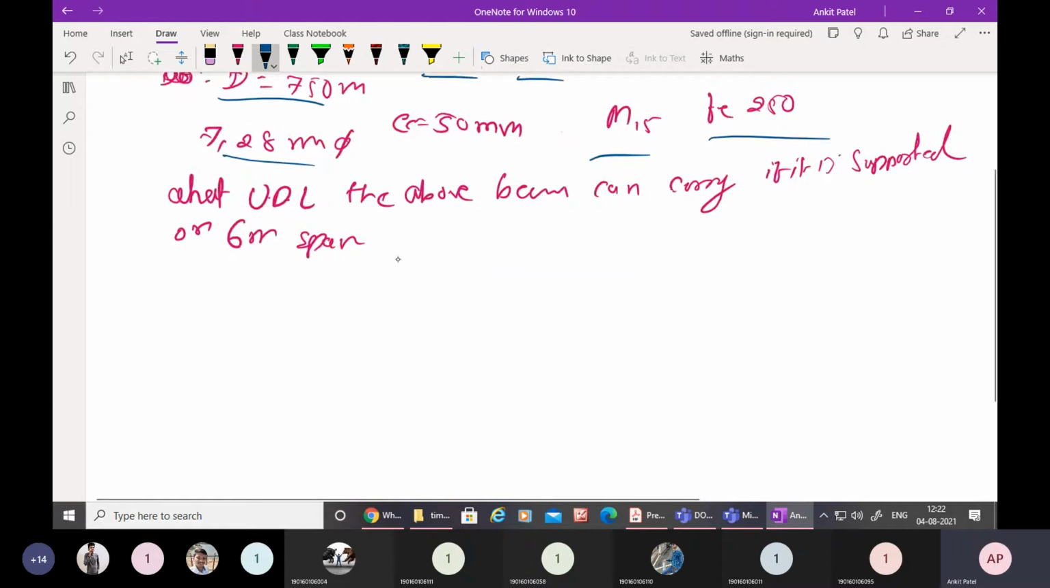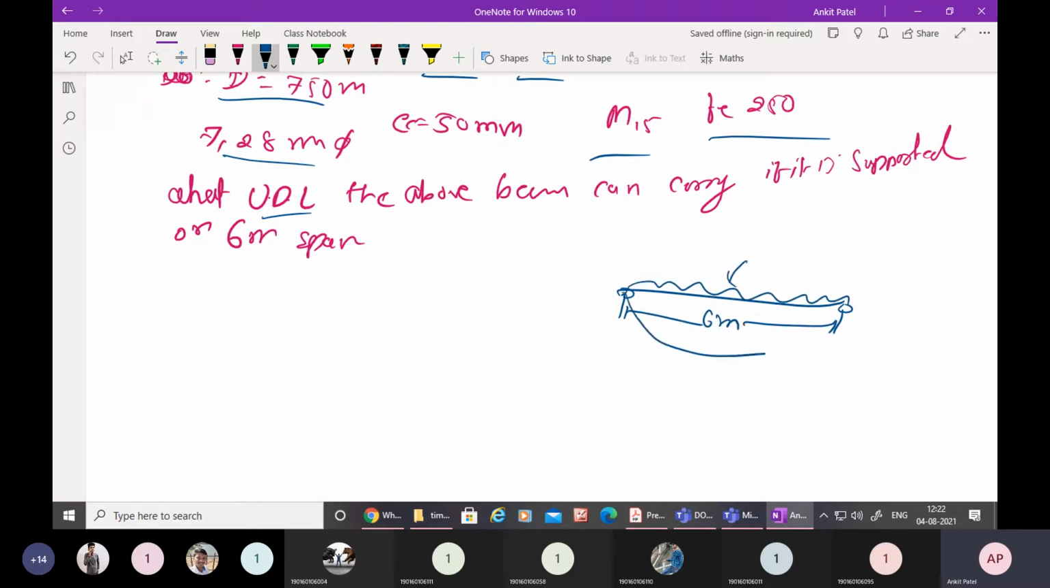Now what you need to do is find out the value of UDL. So our main target is, a simply supported beam is given, and the span is equal to 6 meter. Now if UDL is loaded like this, then you know the equation of the bending moment M. M is equal to nothing but WL square by 8. From that you can easily calculate the value of W if you have the value of M. So what is this M? This is your moment of resistance.